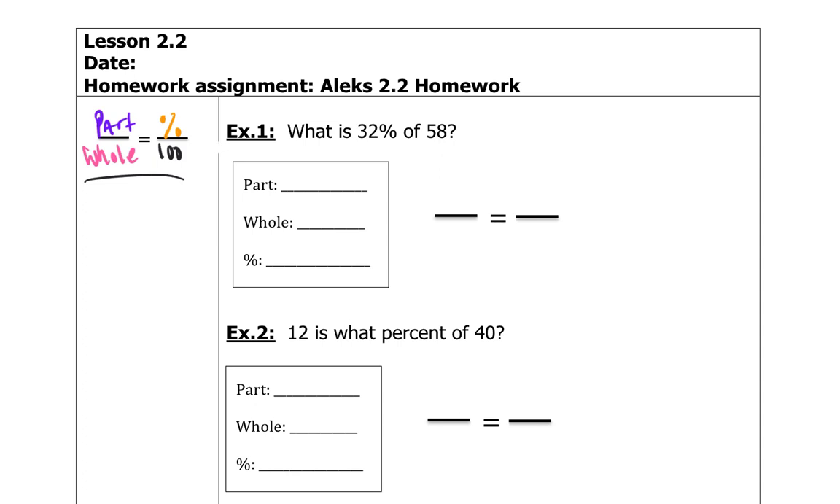So what I'm telling you right now is you're going to look and say, well, this is the "is." It's attached to the word "what," which means we're trying to find the part. That's what I told you: part is always with "is." So if you look over here, the part we don't know, so we're just going to call that P. Then we're going to look for the percent, and that's right there. That's going to be our percent.